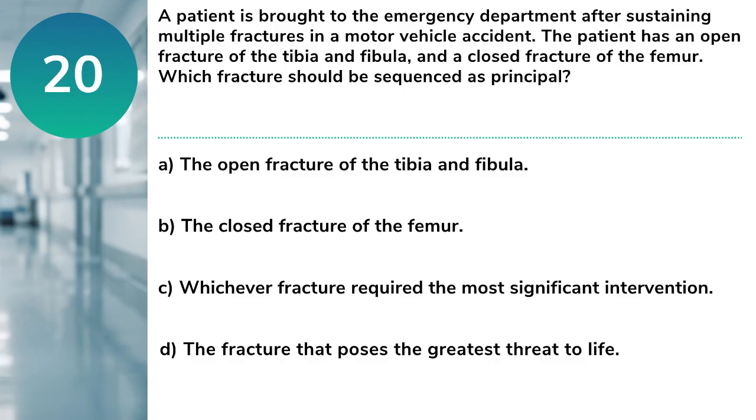Question 20. A patient is brought to the emergency department after sustaining multiple fractures in a motor vehicle accident. The patient has an open fracture of the tibia and fibula, and a closed fracture of the femur. Which fracture should be sequenced as principal? A. The open fracture of the tibia and fibula. B. The closed fracture of the femur. C. Whichever fracture required the most significant intervention. D. The fracture that poses the greatest threat to life.